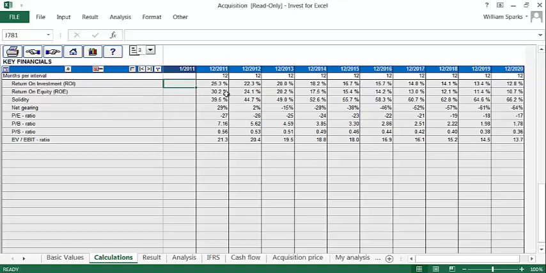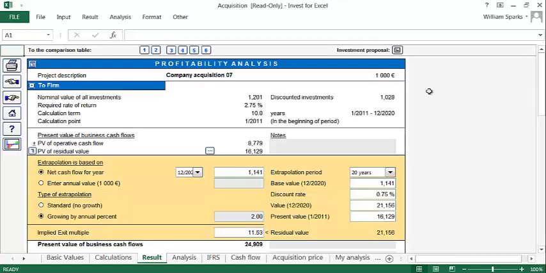Key financials. Here are some examples on how this page can be used. So here are some ratios. Enter the name and then an Excel formula. Of course, when you make a valuation, they are important to see, to compare to other similar companies. So these are common ratios. And we come to the result sheet, and now we have the valuation.